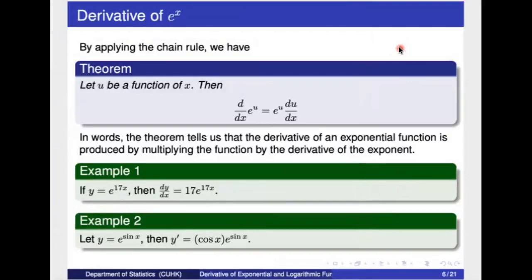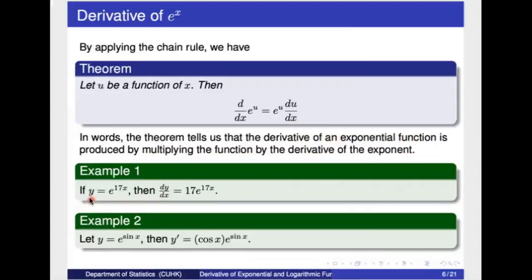But that's just the beginning. By applying the chain rule, we can derive a more general formula for the derivative of exponential functions. Specifically, if u is a function of x, then d over dx of e to the power of u equals e to the power of u times du over dx. In words, the theorem tells us that the derivative of an exponential function is produced by multiplying the function by the derivative of the exponent. Let's look at some examples to see how this works in practice.